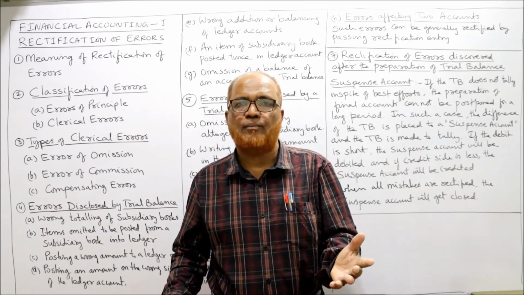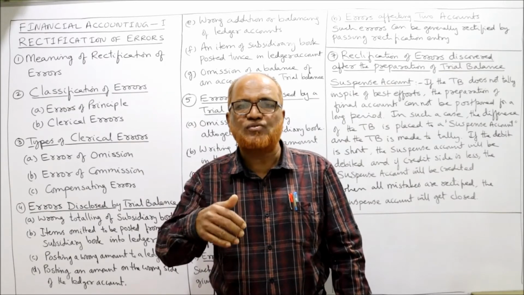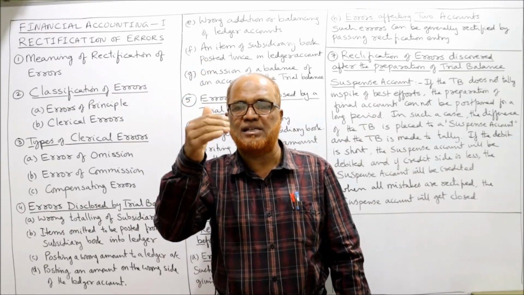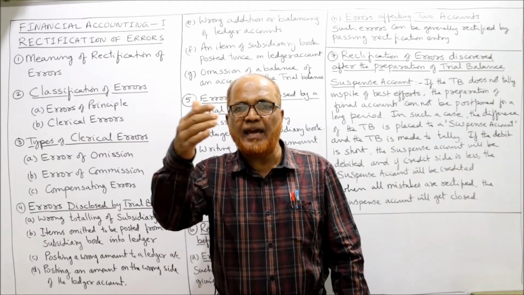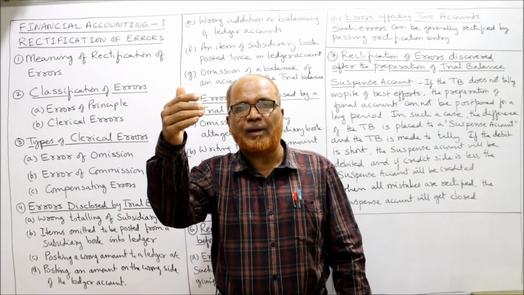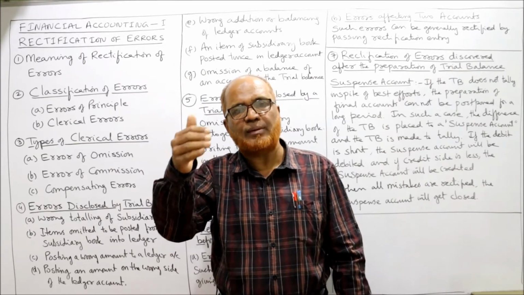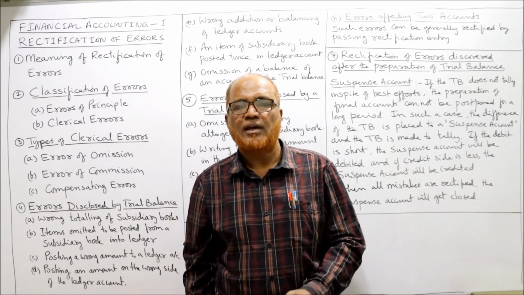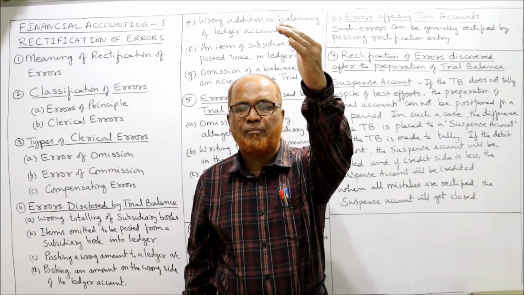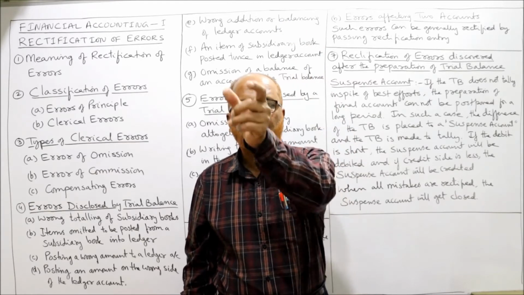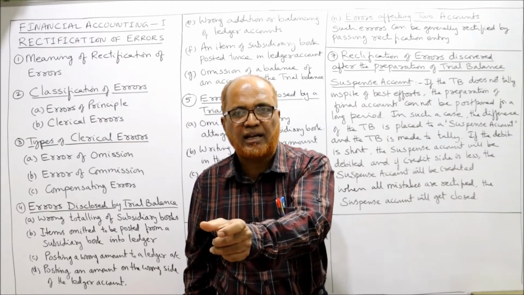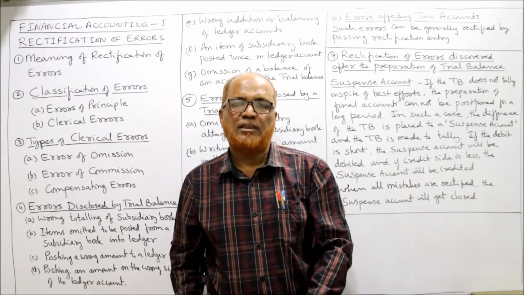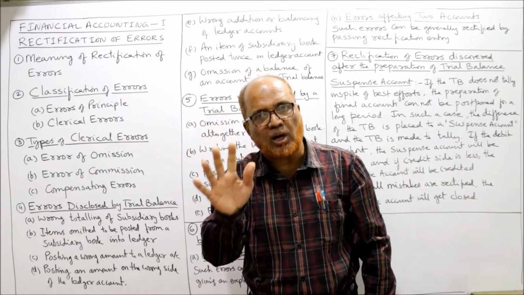Same example I'll give. We have purchased goods from 5 different suppliers A, B, C, D, E. From A, we have purchased 1,000. From B, we have purchased 2,000. From C, 3,000. From D, 4,000. From E, 5,000. These are the individual purchases we have made from A, B, C, D, E, and we have recorded correctly in the subsidiary book. The total of the subsidiary book is also correct.